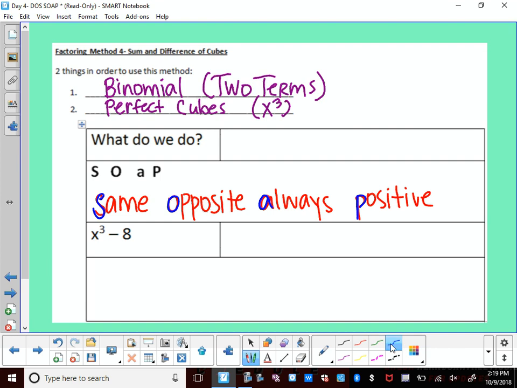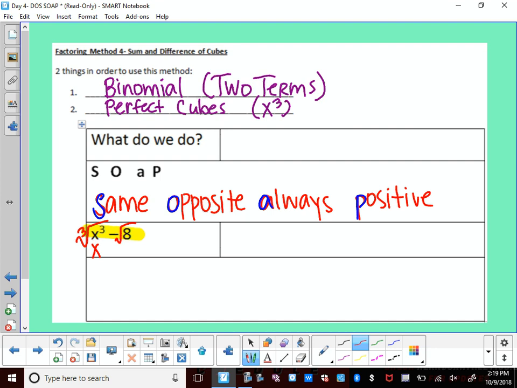All right, here's our example. X cubed minus 8. X cubed minus 8 is a binomial. Okay, my signs do not matter for this. In DOTS, it had to be difference, which is subtraction. So, don't care. All we need is a binomial, so 2 terms and 2 perfect cubes. In this case, let's take a look. What is the cube root of x cubed? Just 1x, right? Wake up, guys. The cube root of 8 is going to be what?